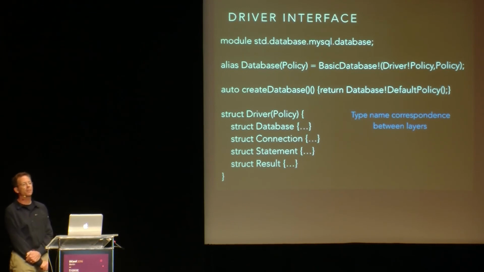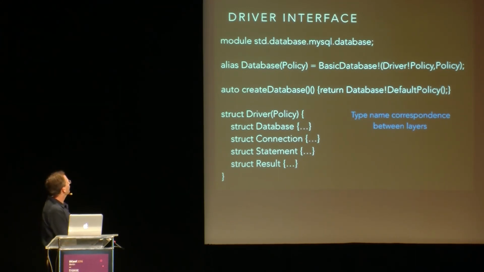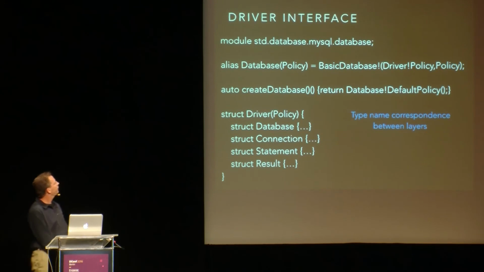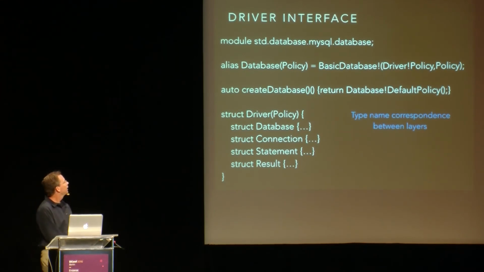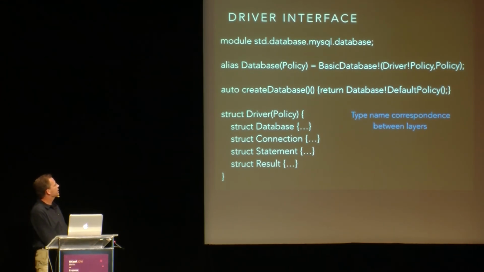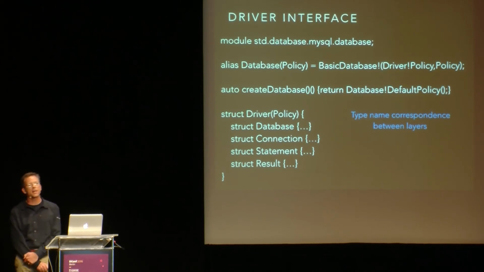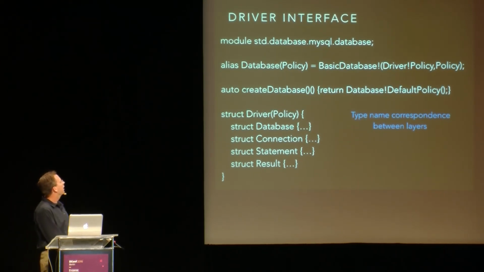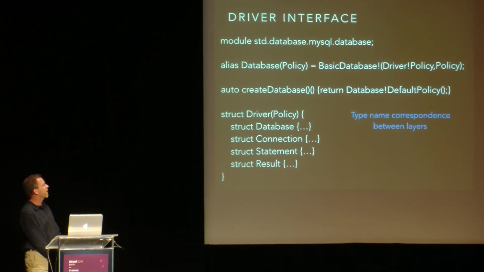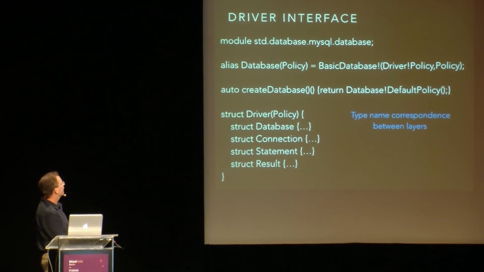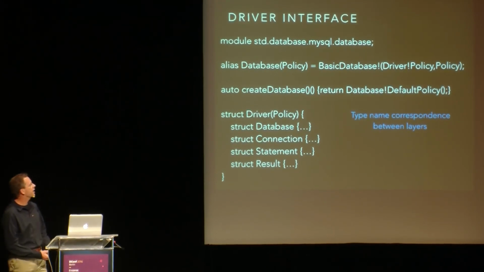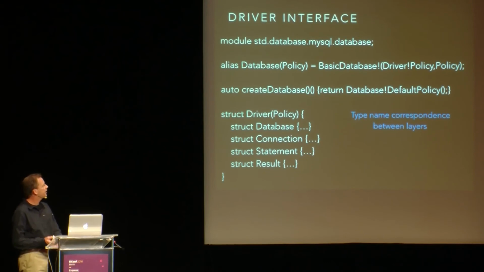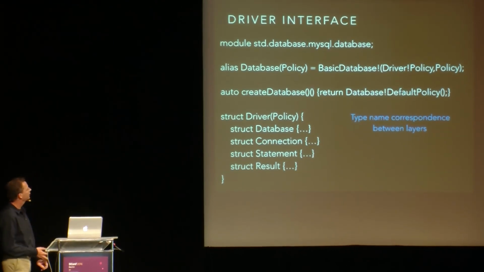The steps you need to implement a driver are the following. You first define the database type for that particular driver, and this is in an isolated package for, in this case, MySQL. You define this alias that just says, I want to expose a database type with its policy as an alias of basic database. So the front end has types all prefixed with basic, and they're instantiated with the driver and the policy. So you paste that line in, now you have your database type covered.